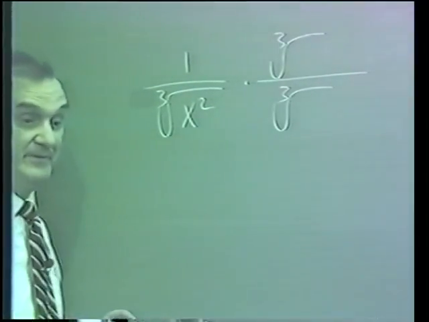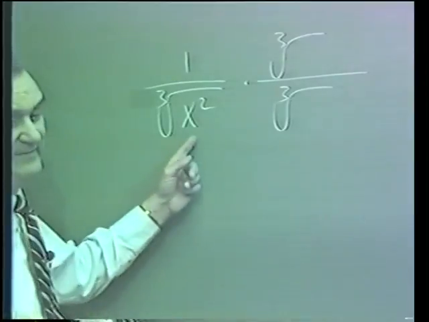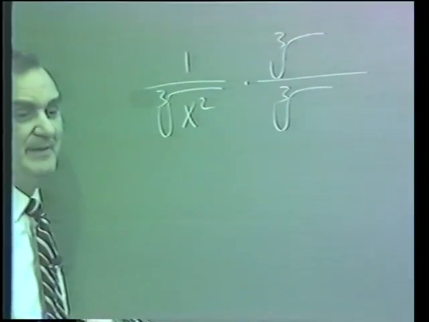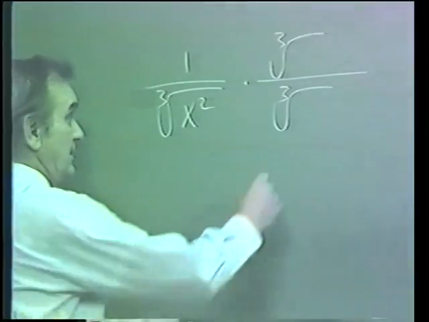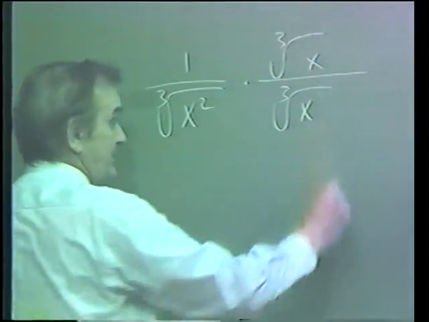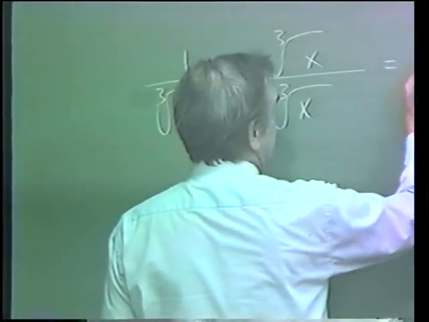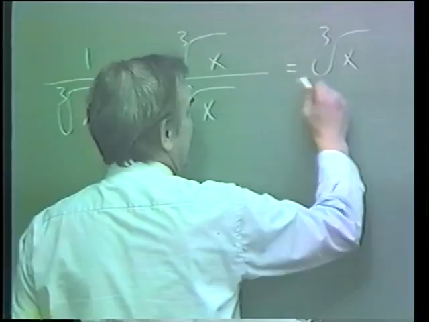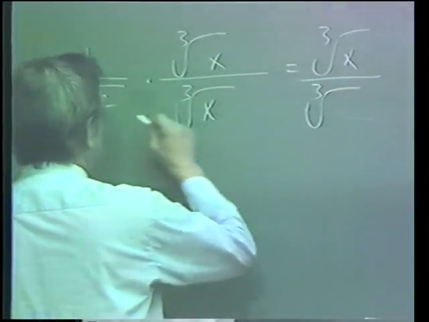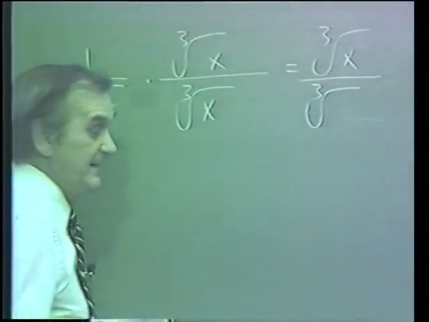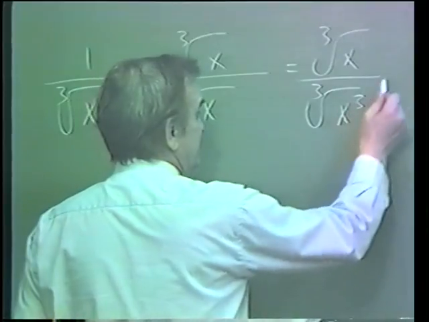And that's what we want to do. We want to get everything out. So how many x's do I have, Tim? 2. How many more do I need? 1 more. So this is what we're multiplying both numerator and denominator by. Our numerator, 1 times the cube root of x, is the cube root of x. Denominator, the cube root of x squared times the cube root of x is the cube root of x cubed.